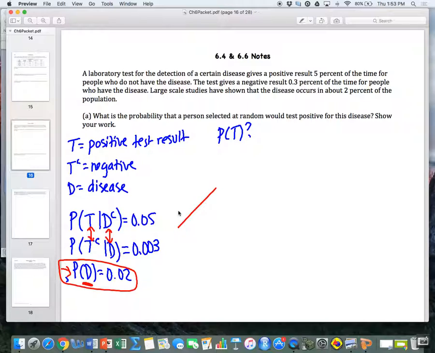Okay, so your tree is going to go like this. For each person, you either have the disease or you don't have the disease. No other option. Probability that you have the disease is 0.02. Therefore, what's the probability of not having the disease? 0.98.